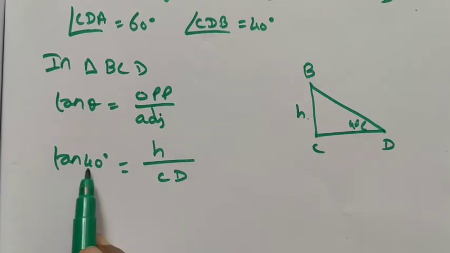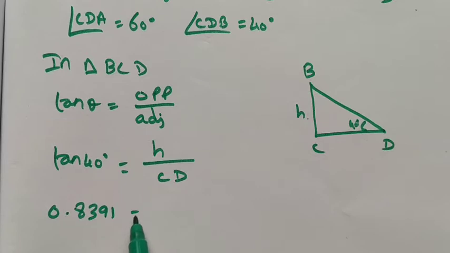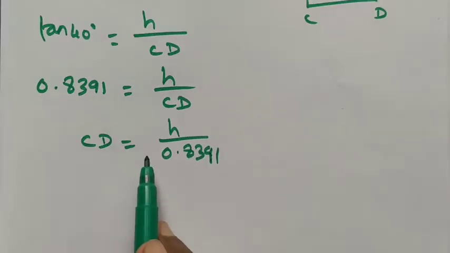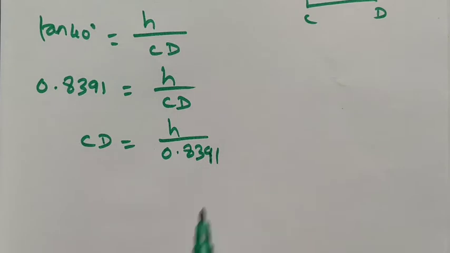Now tan 40 is given as 0.8391, which is equal to H divided by CD. Now I take the CD to this side. CD is equal to H divided by 0.8391. Here CD is equal to H divided by 0.8391. Let me take it as equation number 1.